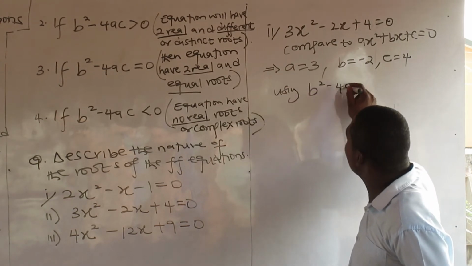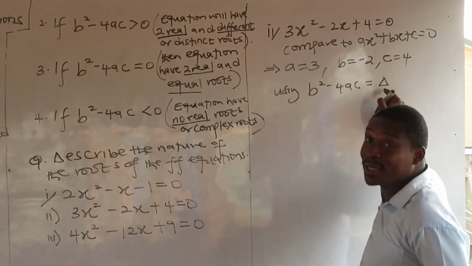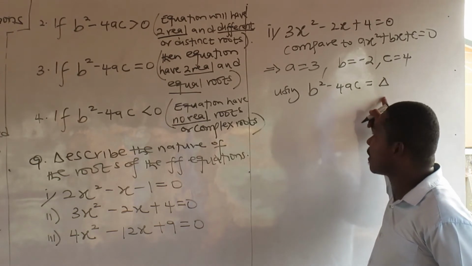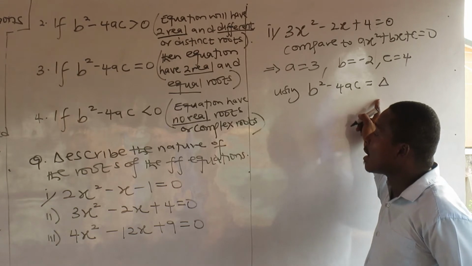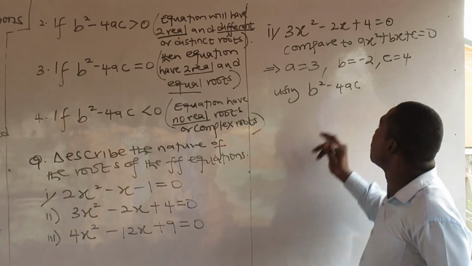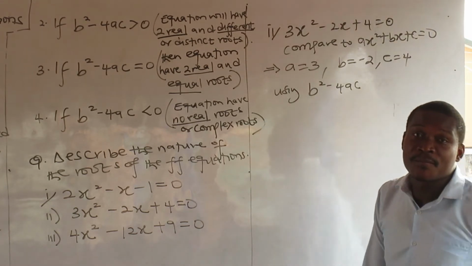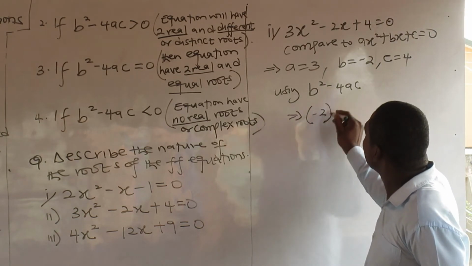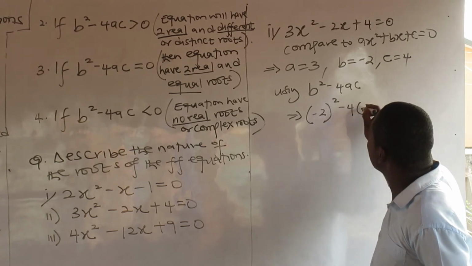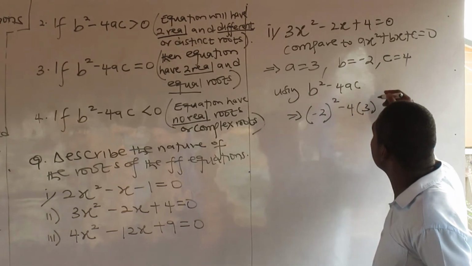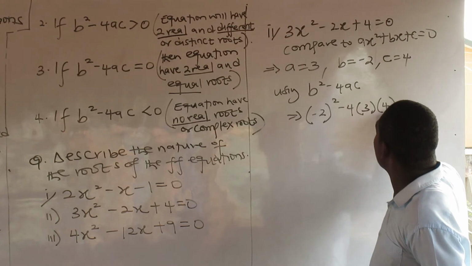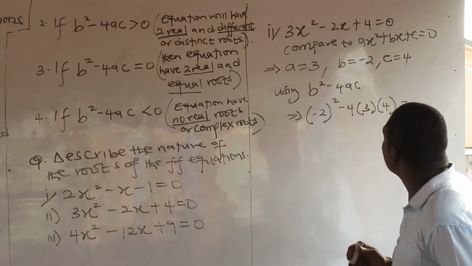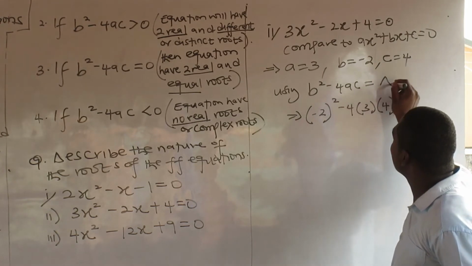Good. Now you use the discriminant. B squared minus 4ac equals delta. You have to get an answer here, okay? Let me get it this way: B squared minus 4ac, that's okay, right? So let's go. That is minus 2 squared minus 4. This is A and this is C. We happen to get something, okay? Good.